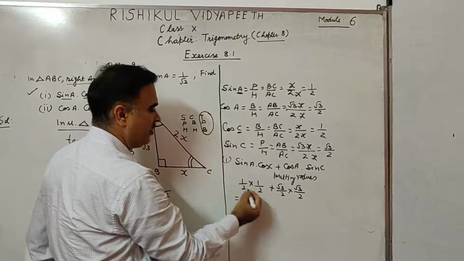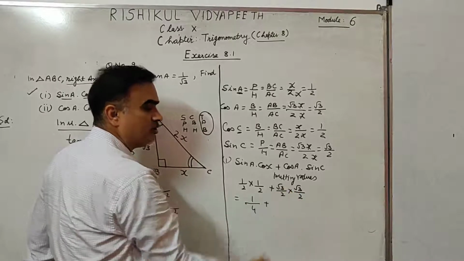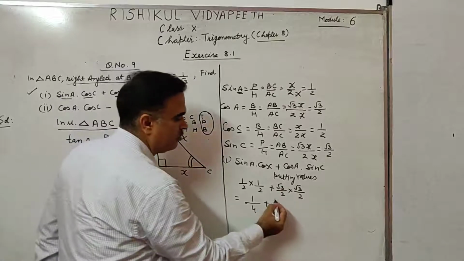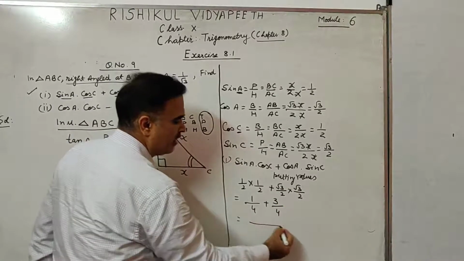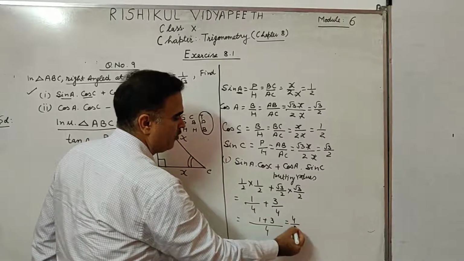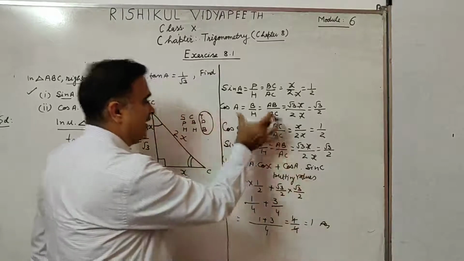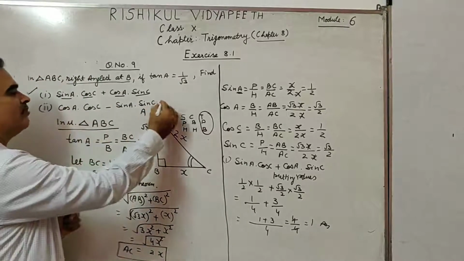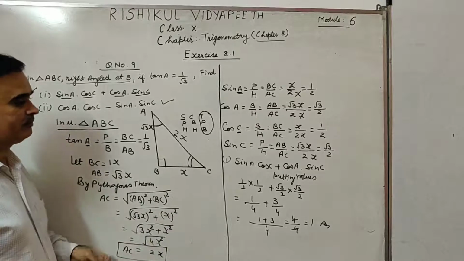What does it become? 1 into 1 is 1, 2 into 2 is 4, root 3 into root 3. You know what root 3 into root 3 is? Root 3 into root 3 is 3. 2 into 2 is 4. Take LCM, 4. It is 1 plus 3, that is 4 upon 4. This 1 is your answer. In the same way, you are to just put the values in the second part. I think you are able to do this second part also.